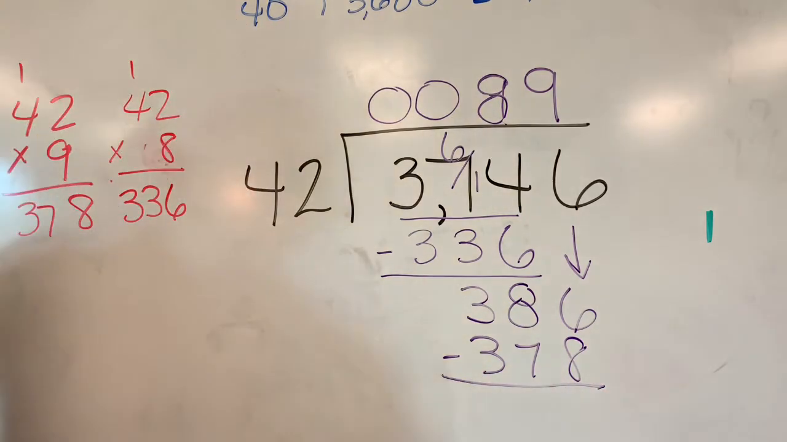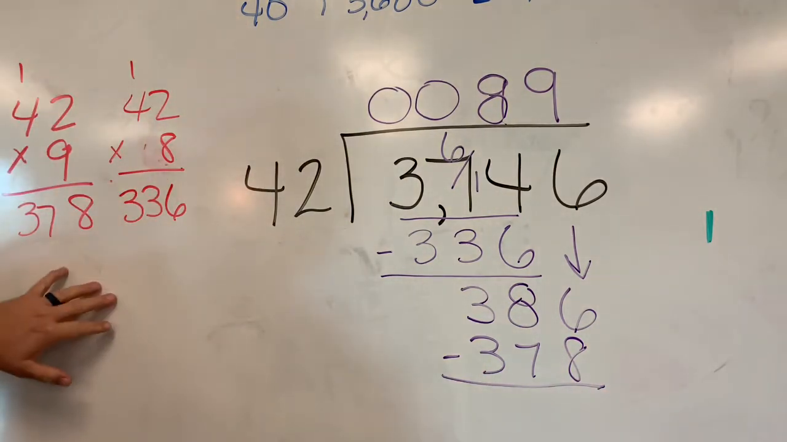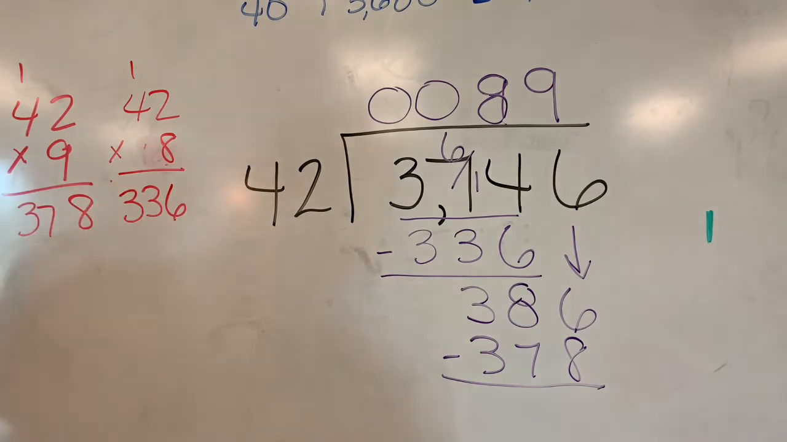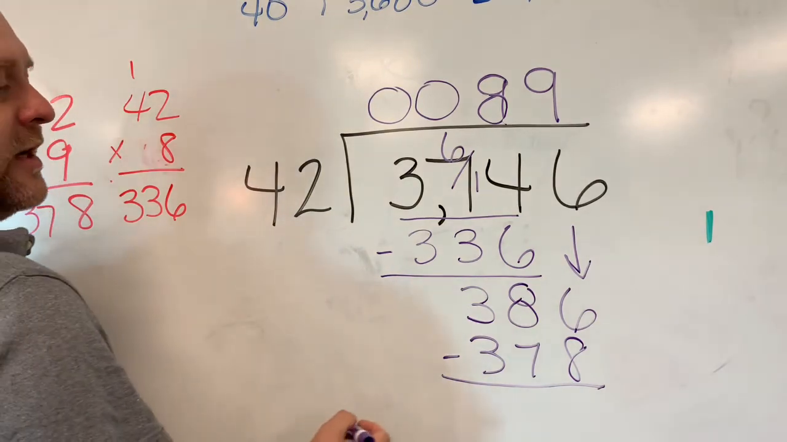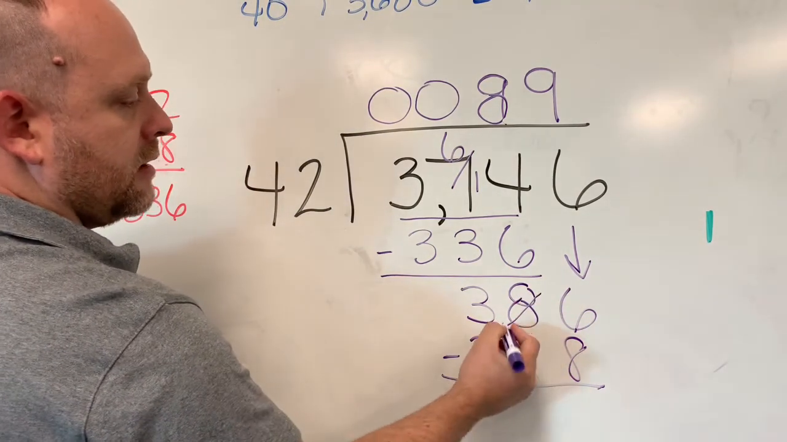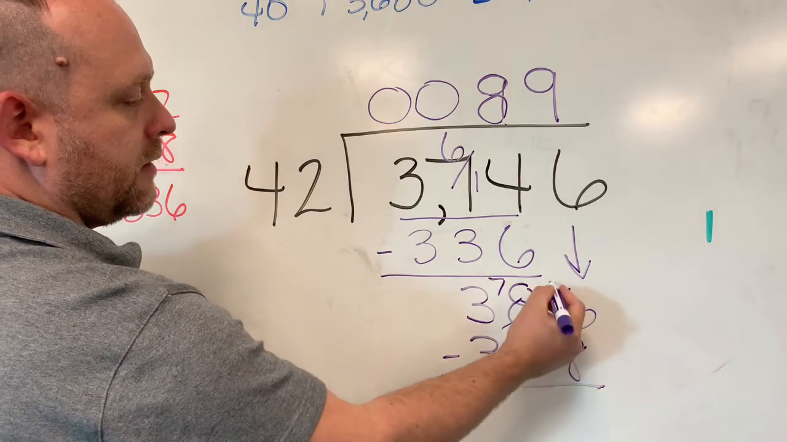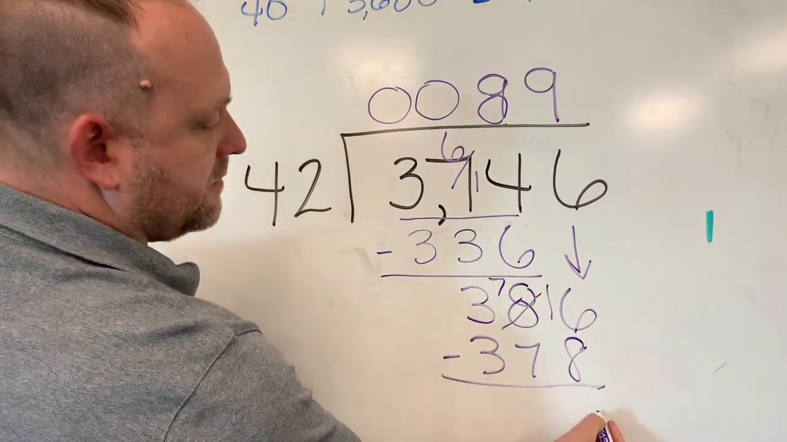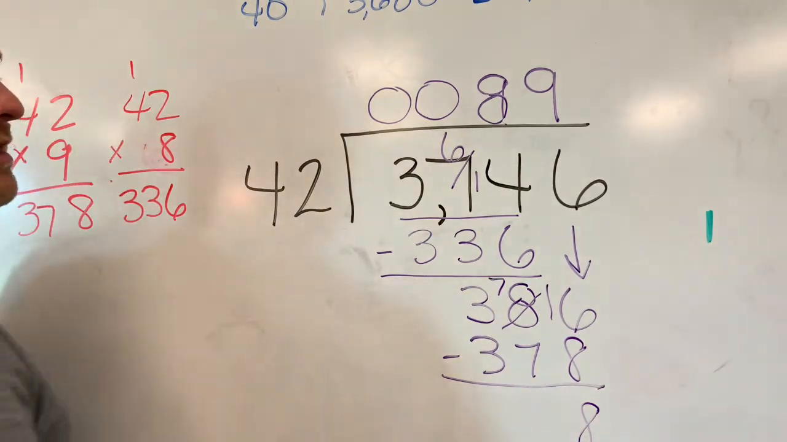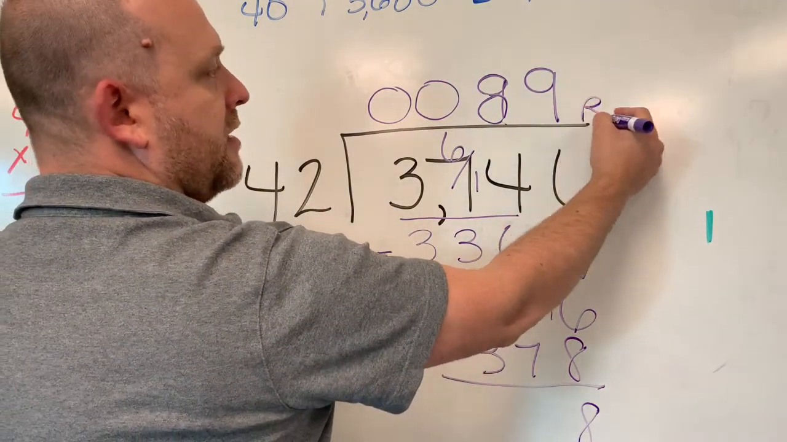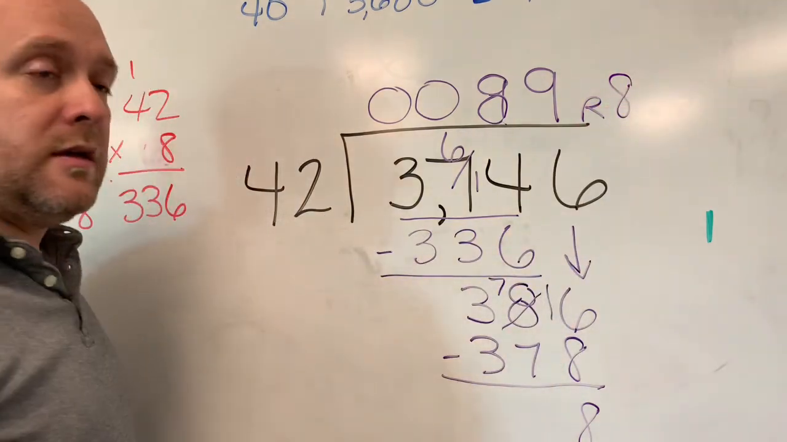If I'm running these problems off to the side, I like to keep them there so I can go back and steal the answers if I need to. That way I didn't have to redo all that work. So now I've got 386 minus 378, and this looks like it's going to work out really well for me. 16 minus 8 is 8. 7 minus 7 is nothing. 3 minus 3 is nothing. So I have 89 with a remainder of 8.